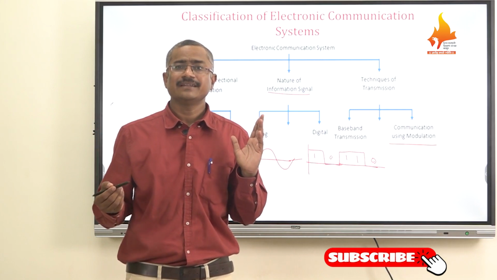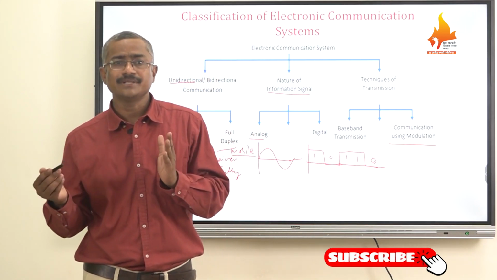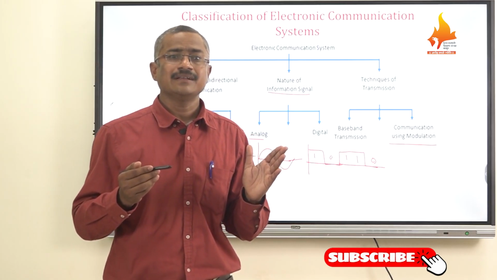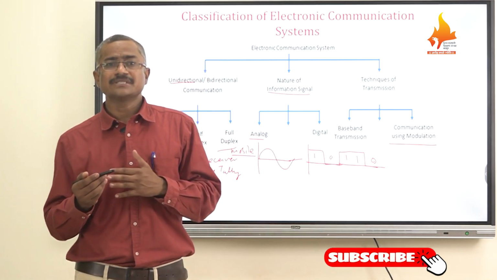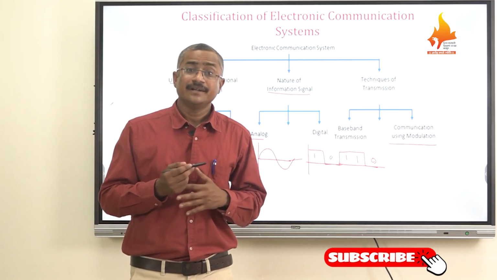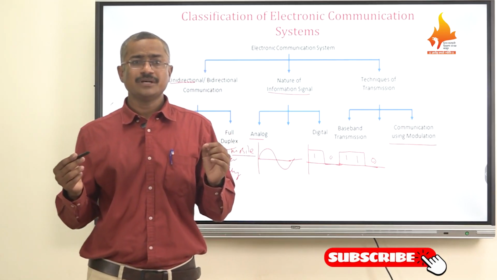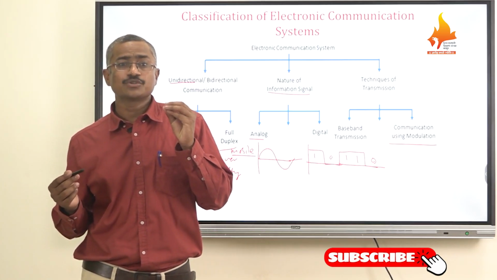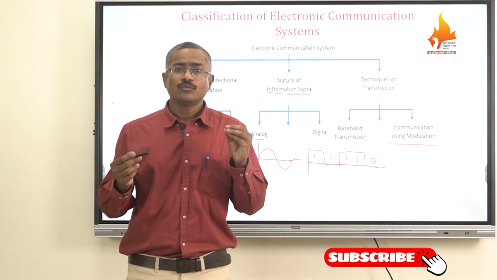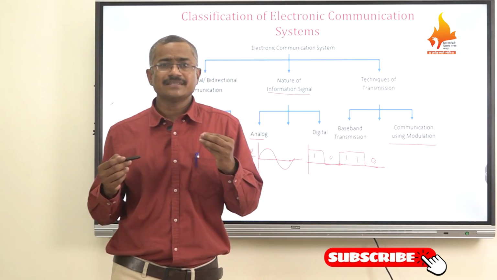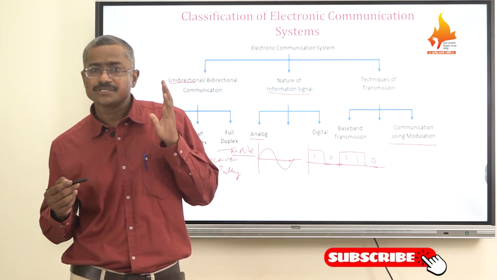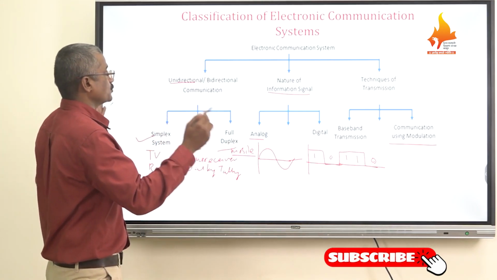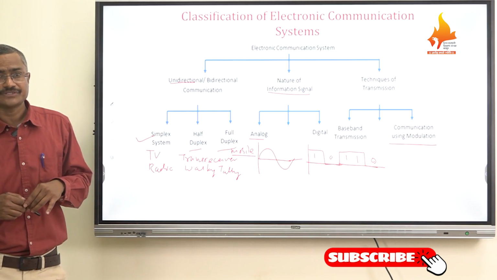This modulated signal is then transmitted by the transmitter. The receiver demodulates the received modulated signal and gets the original information signal back. Thus, demodulation is exactly opposite to modulation. And in the process of modulation, the carrier wave actually acts as a carrier which carries the information signal from transmitter to receiver. Now, this is about the classification of electronic communication systems.